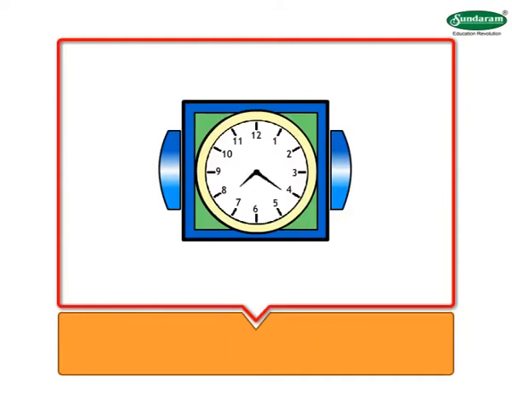Let us now look at the given clock. Here, our hand has crossed 8. Therefore, it is 8 hours. The minute hand is on 7. Minutes is equal to 5 into 7 is equal to 35 minutes. Thus, the time is 35 minutes past 8 o'clock, or 8 hours 35 minutes, or 8:35.